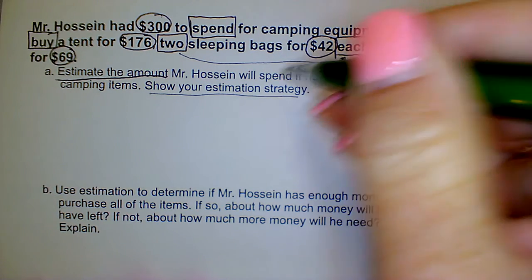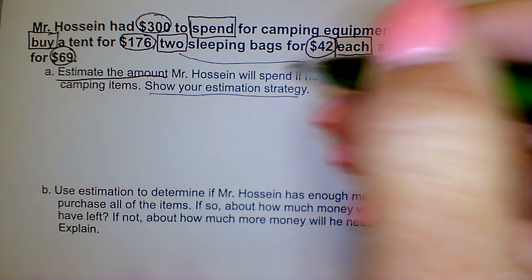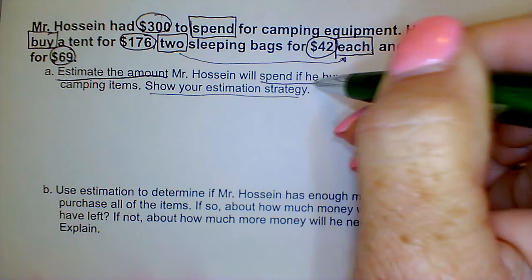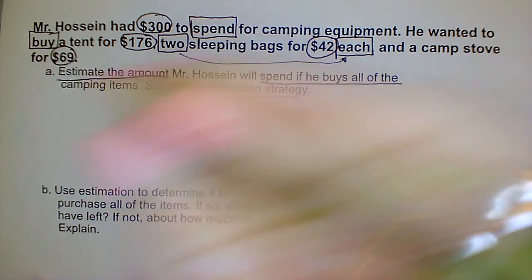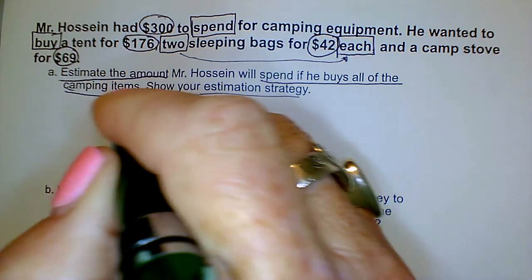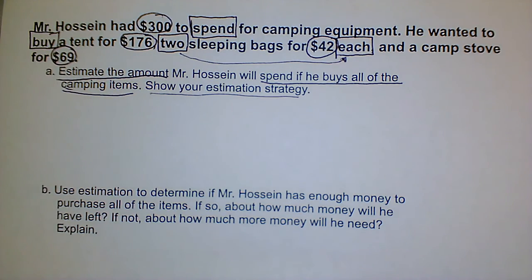What about the amount? To determine the amount of money to purchase all of the items. Very good. So we're trying to figure out if he has enough money to purchase all the items, which is part of B, but we're still on A.